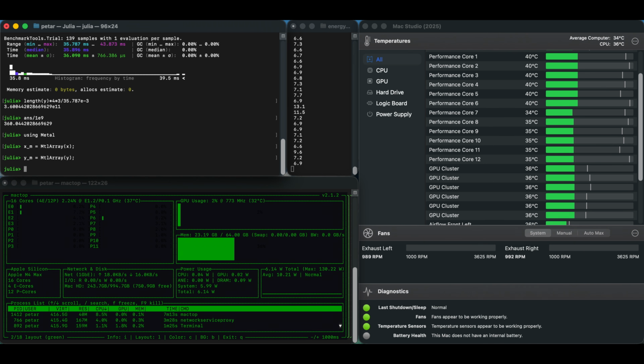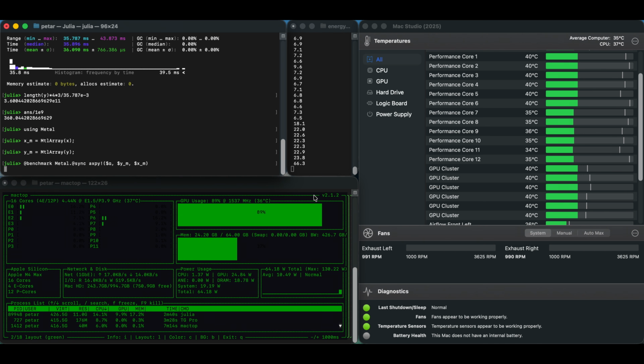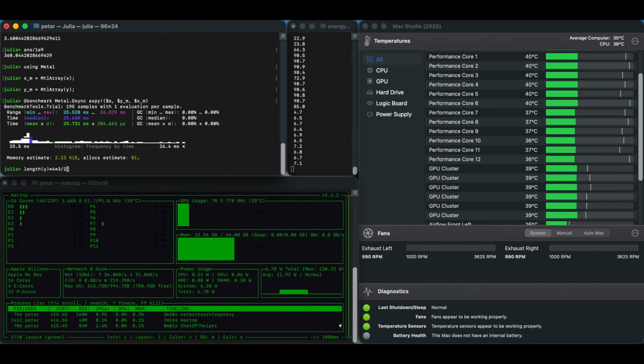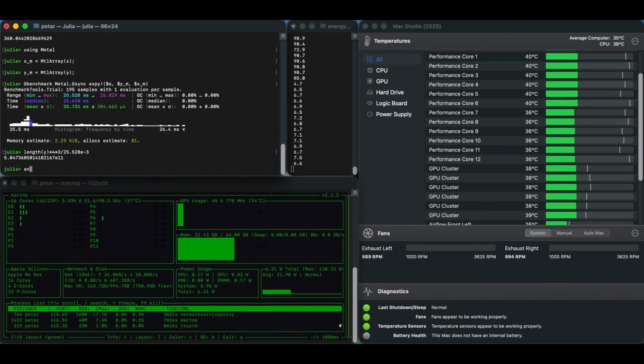The key idea is that the GPU is designed for massive parallelism, so operations like vector updates or matrix multiplication can run much faster than they would on the CPU. In this demo, when we switch from regular arrays to Metal arrays, we're not just changing data types, we're moving the entire computation onto the GPU using Metal. We benchmark AXPY again, this time wrapped in Metal.@sync to ensure accurate timing. Observe again the memory bandwidth indicated by Mactop. Applying the same formula gives us about 505 GB per second, representing the GPU's memory bandwidth.